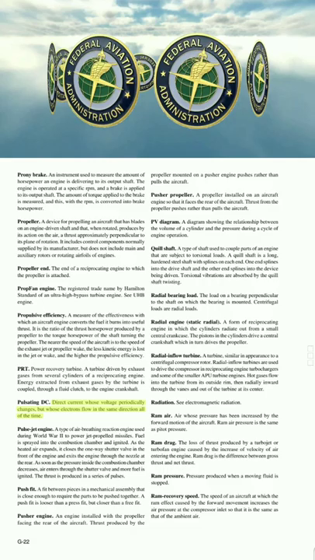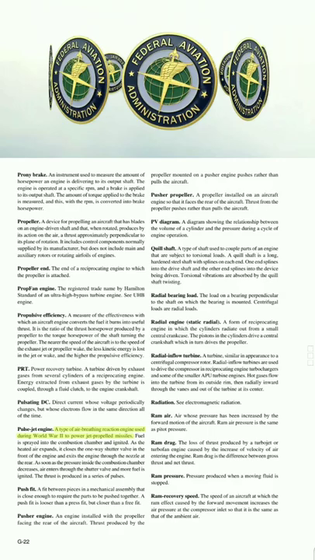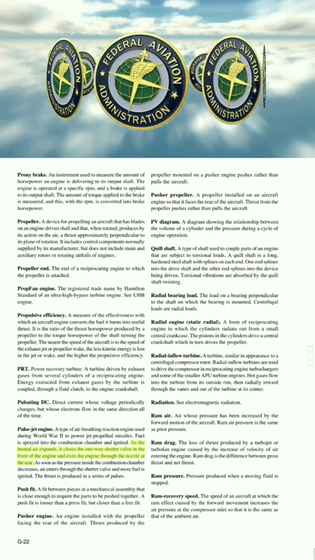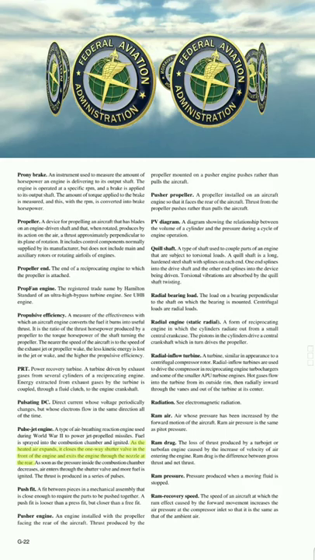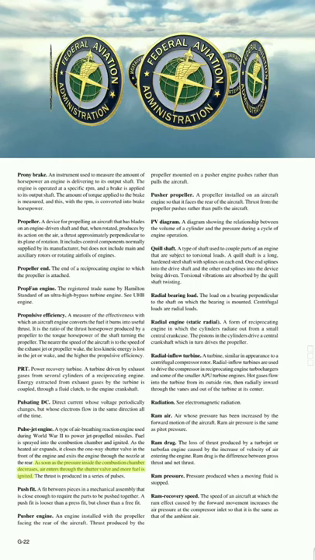Pulse jet engine. A type of air-breathing reaction engine used during World War II to power jet-propelled missiles. Fuel is sprayed into the combustion chamber and ignited. As the heated air expands, it closes the one-way shutter valve in the front of the engine and exits the engine through the nozzle at the rear. As soon as the pressure inside the combustion chamber decreases, air enters through the shutter valve and more fuel is ignited. The thrust is produced in a series of pulses.